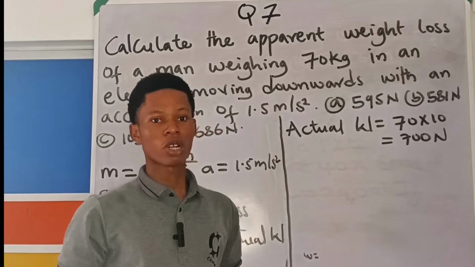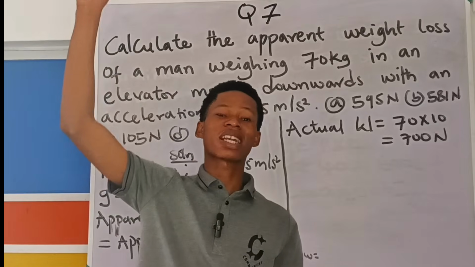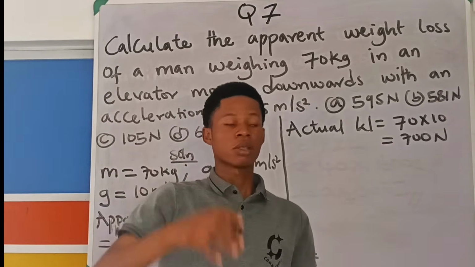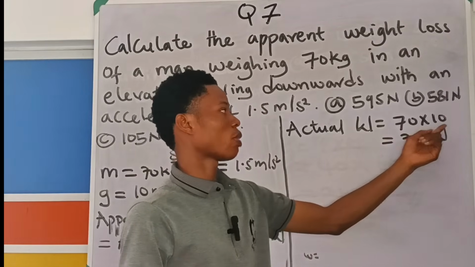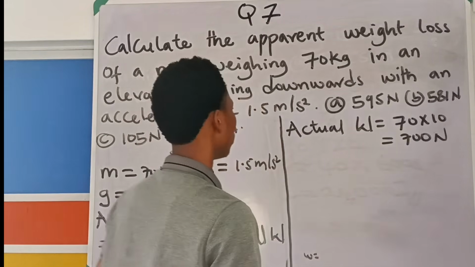Weight is relative to gravity. That is why my weight when I'm downstairs is different from my weight if I climb to the mountain. Weight is relative to force of gravity. That is why we always multiply the mass by force of gravity to get our weight. Do you get that? Now, that's the actual weight.